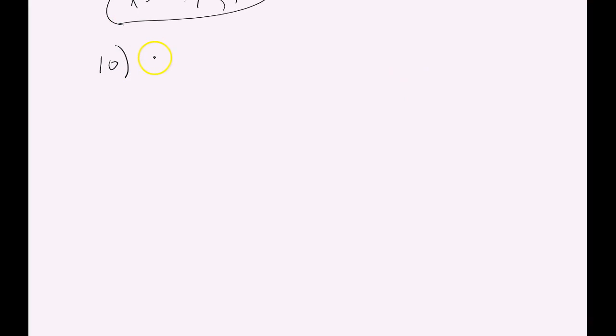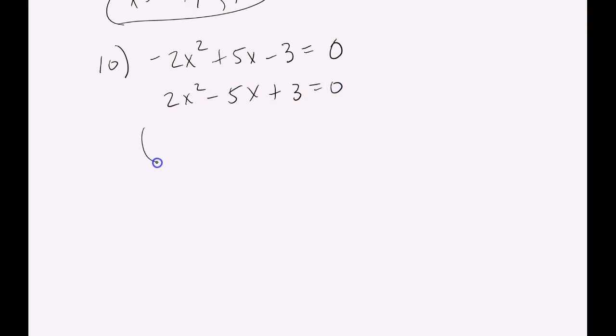Number 10. I'm just going to rewrite this in an order that looks pretty to me, which is about like that. And then I'm going to take that negative out of everything. And then I'm going to try to factor. So to factor this, same thing as before. I know that a 2 times a 1 makes that. I know that for a 3, the only option is 3 and 1. So I either need the 3 here and the 1 there, or vice versa.